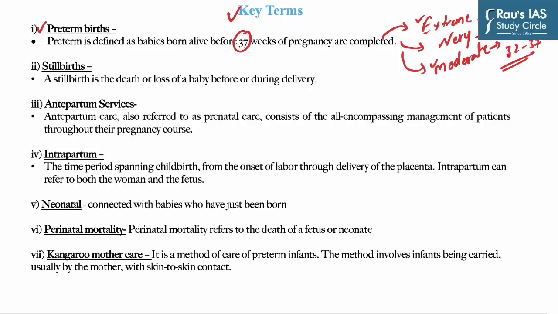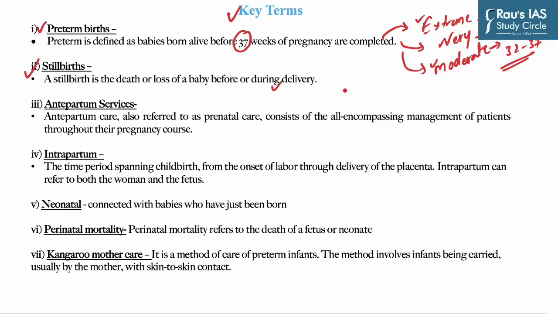Babies may be born preterm because of spontaneous preterm labor or because there is a medical indication to plan an induction of labor or caesarean birth early. The next important term is stillbirth. Stillbirth is the death or loss of a baby before or during delivery. Stillbirth is further classified as either early, late, or term.